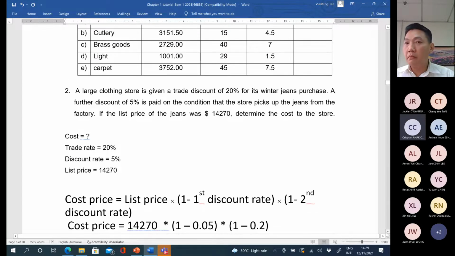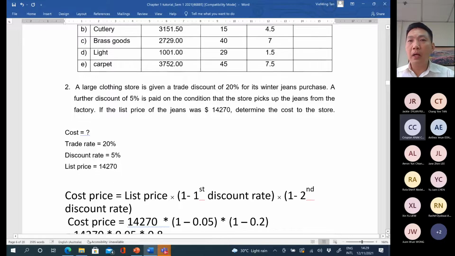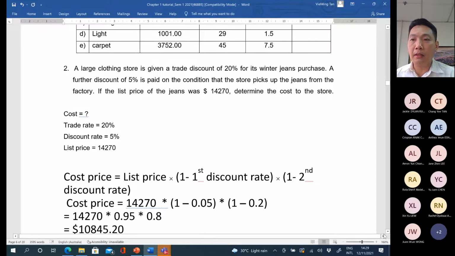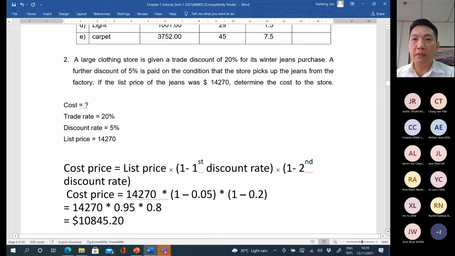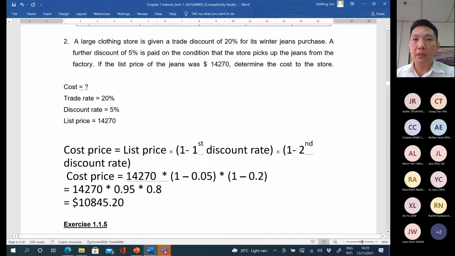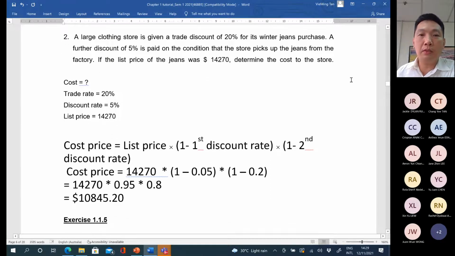5.14, question number 2. Okay, let us analyze it together. We have time today, so we just focus on the tutorial questions for this chapter. So we analyze the question together.